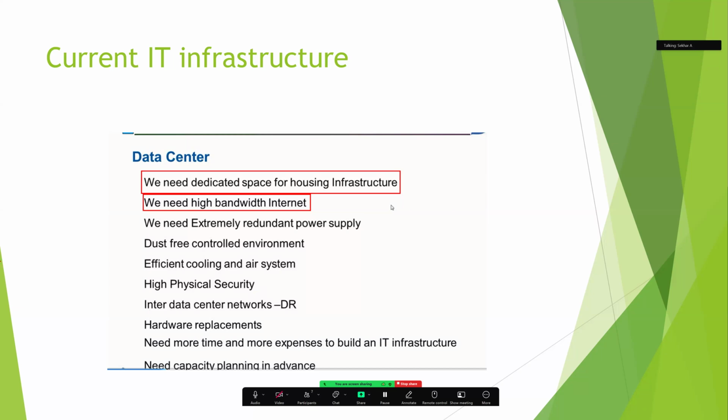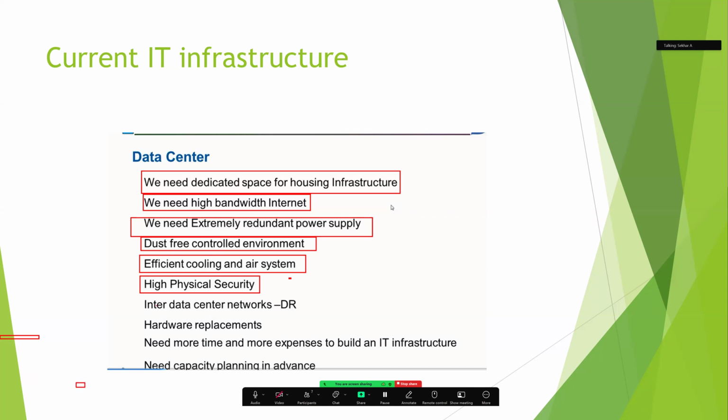Next, we need to maintain power supply. 24 by 7 electricity is required. Next is a dust-free environment. In a data center, you should always maintain clean and green. Next, an efficient cooling system. Next, high physical security, which means unauthorized persons should not enter into the data center.